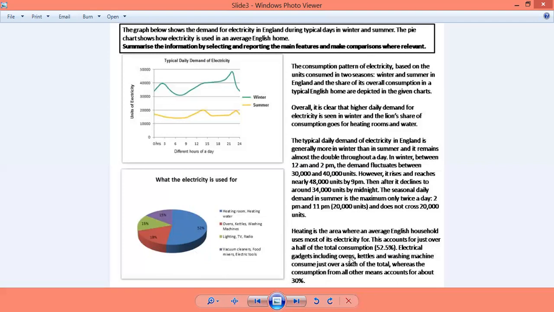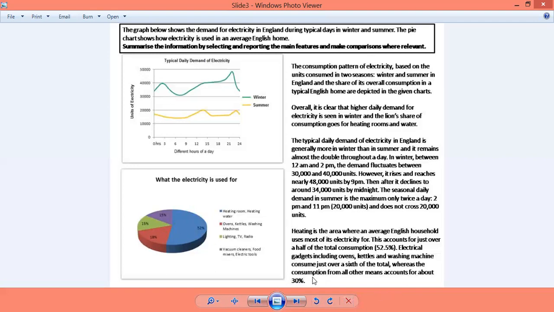Electrical gadgets, including ovens, kettles, and washing machine, consume just over a sixth of the total, right? Ovens and kettles, there's 18%. तो उन्होंने use किया है just over 1/6. You see how the words have been manipulated. Data कैसे manipulate करके कैसे same data को अलग form में लगा के उन्होंने लिखा है.